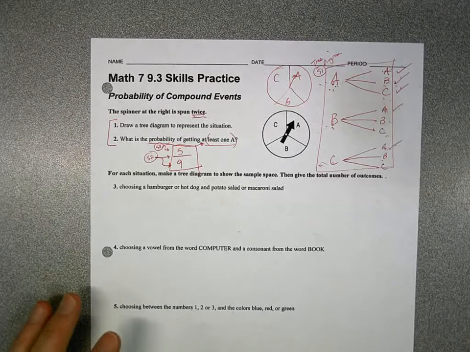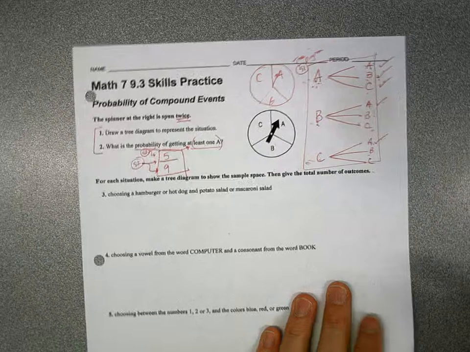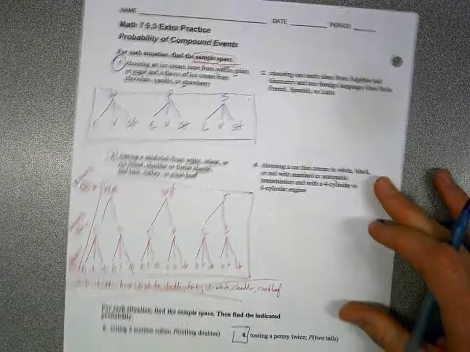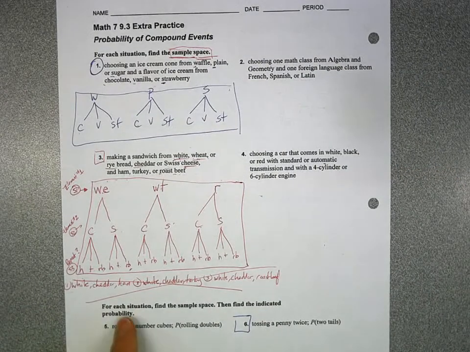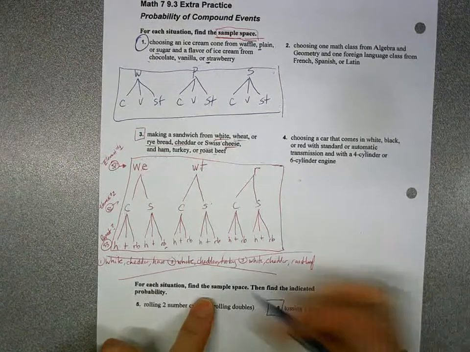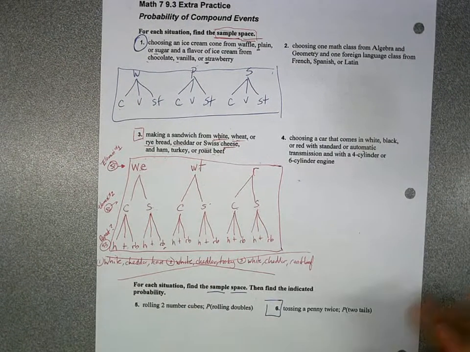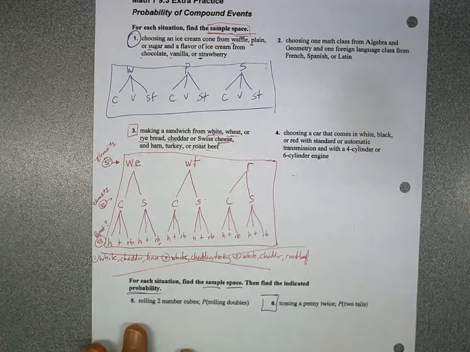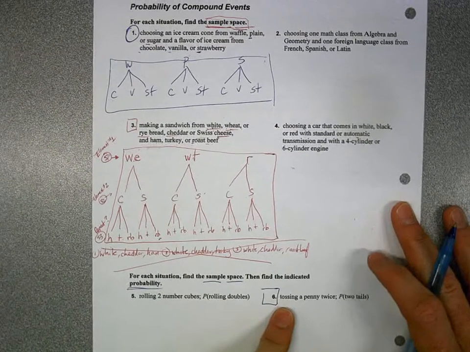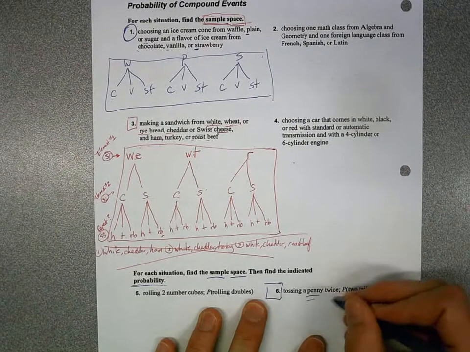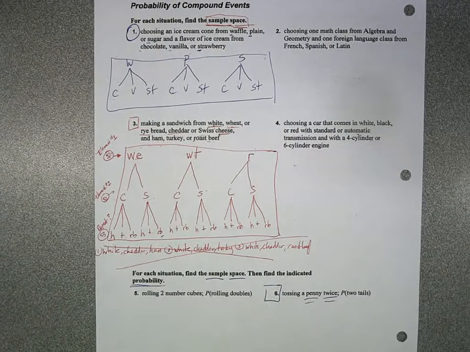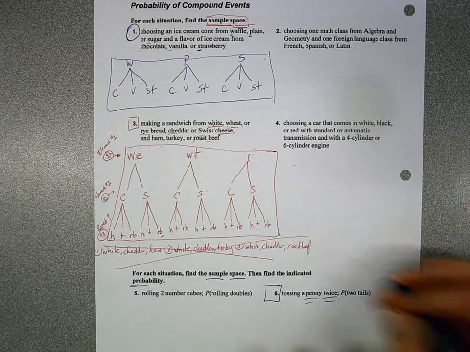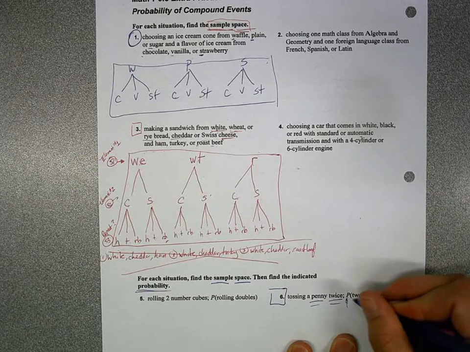Okay, here we go. So for number 6, it says for each situation, find the sample space. Then find the indicated probability. So it was just like 1 and 2 that we just did. This game, though, isn't spinning a spinner twice. It's tossing a penny twice. So again, you can think of it as tossing one penny and then getting another penny and tossing it. Or you just toss the same penny twice. It's the same thing. Okay? Because the probability wants to know you only win if you toss tails twice.